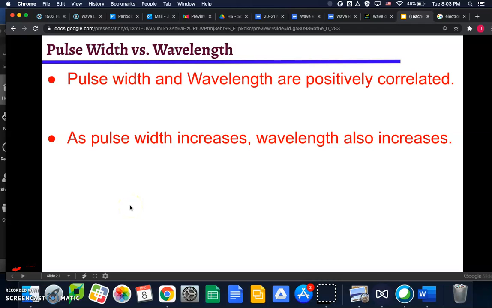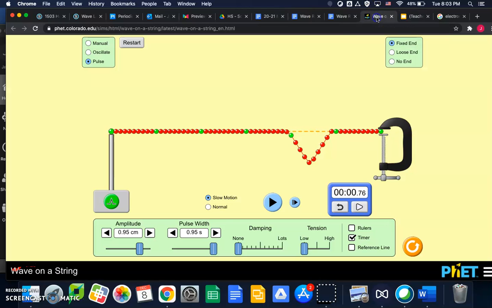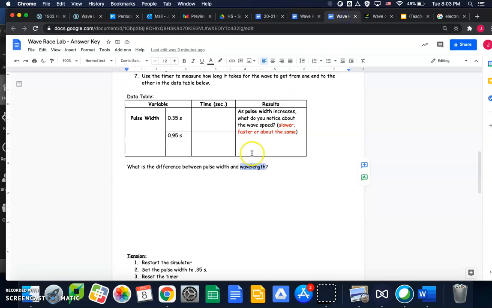So what does that mean in terms of the wave speed? Well, we said that as the pulse width increases, the wave speed pretty much stayed the same, right? That should have been what you got for these two, is about the same time. Well, that means that as the wavelength increases, the wave speed is also going to stay the same. The wavelength and the pulse width, those don't really affect the wave speed.